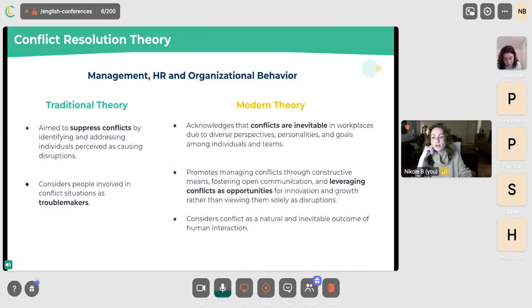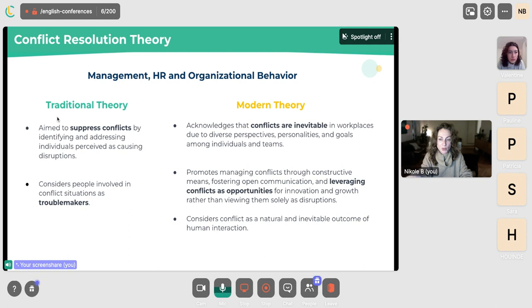So let's look at a little bit of the theory. Conflict resolution is something that's studied in management, in HR, human resources, and in organizational behavior, which basically studies how people behave in organizations. You have essentially two theories. You have traditional theory, which is here. I don't know if you can see my pointer. I hope so.